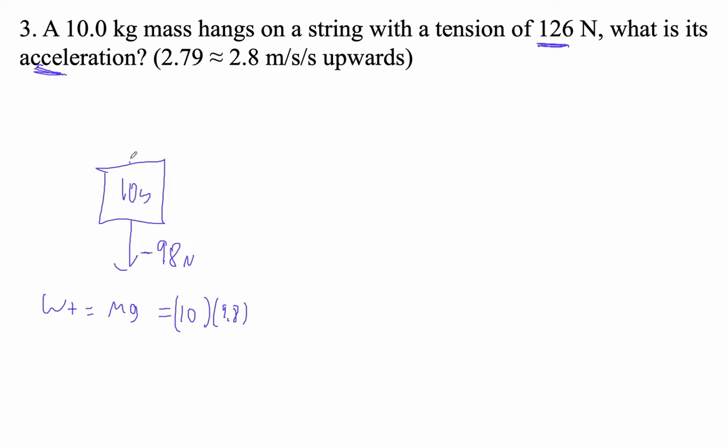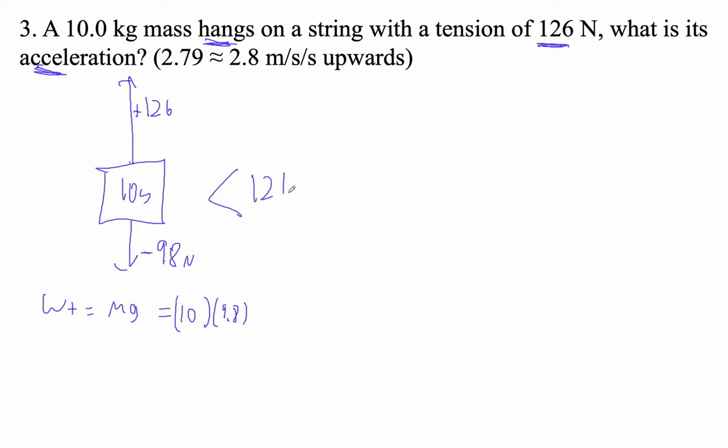And then there's a string, right? And there's 126 newtons of force up. Notice that 126 is bigger than this. This thing is definitely going to accelerate upward. Okay. By the way, tension in a string is always, well, I suppose you could pull a mass down. That'd be dodgy, right? But generally, if it's hanging on a string, the string is pulling from the top, right? All right, so let's set this up.